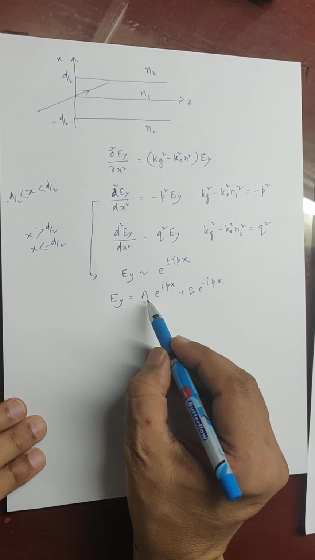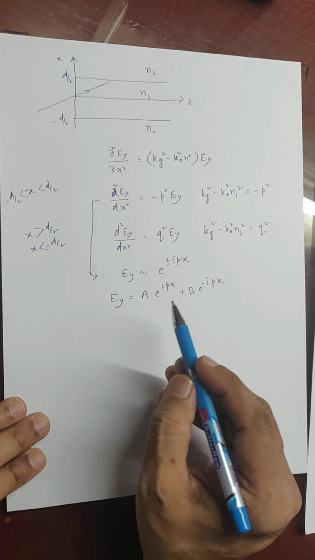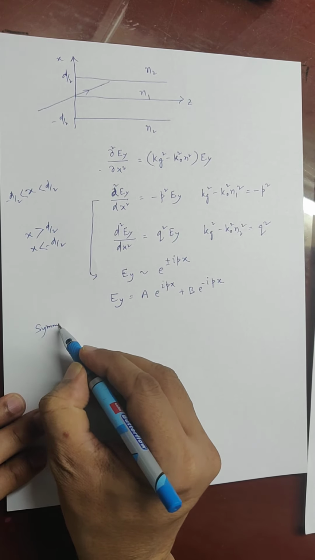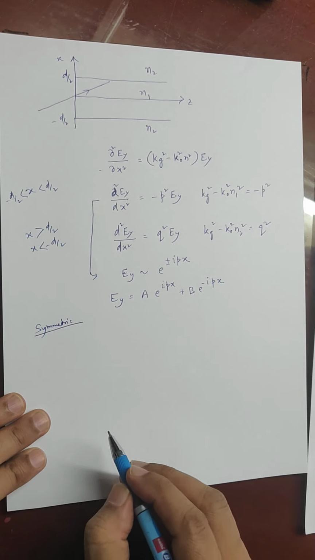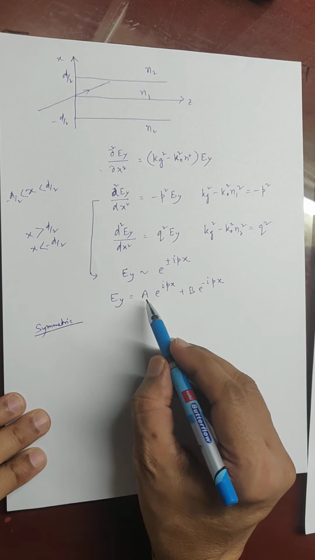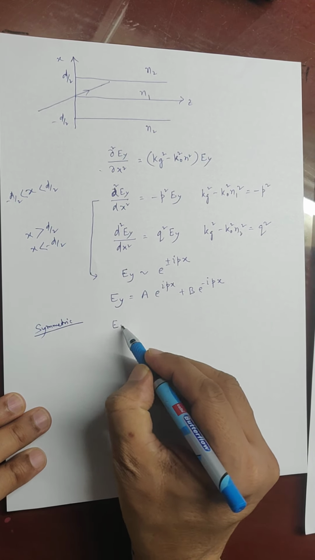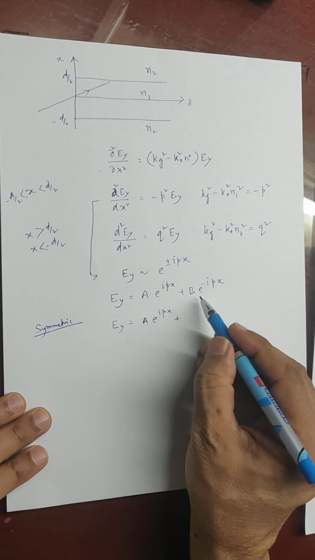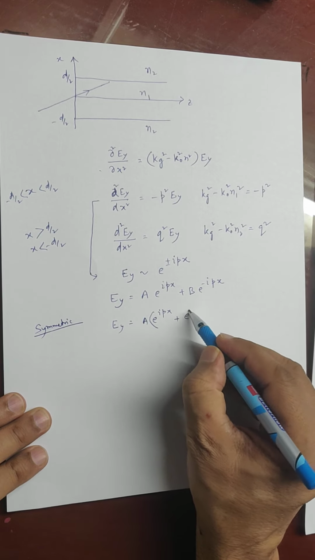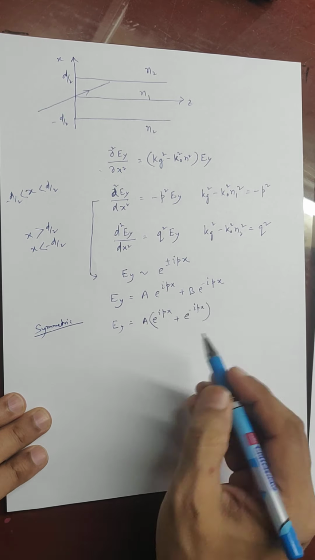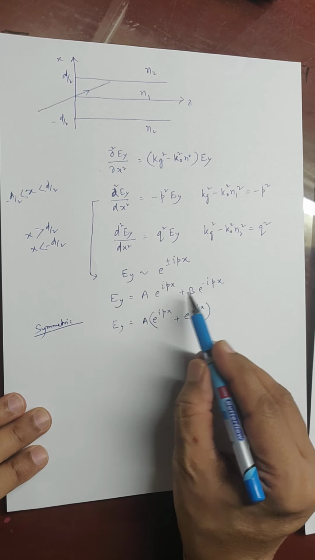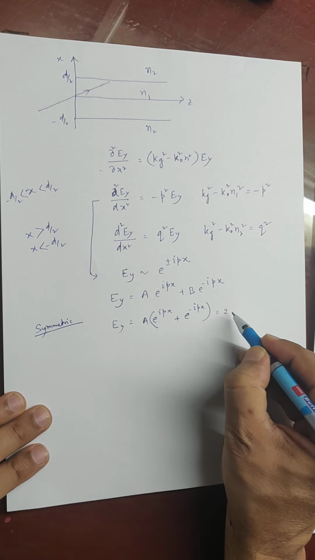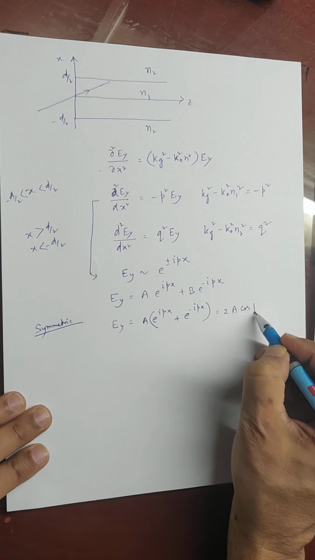So this is a general solution, but looking at the requirement that this should also be symmetric, for the symmetric requirement, actually this would become symmetric if I take a and b the same. So Ey is equal to a e to the power i px plus a e to the power minus i px. Okay, now this becomes symmetric. Otherwise, if a and b were different, this could not have become symmetric. So this is equal to 2a cos px.